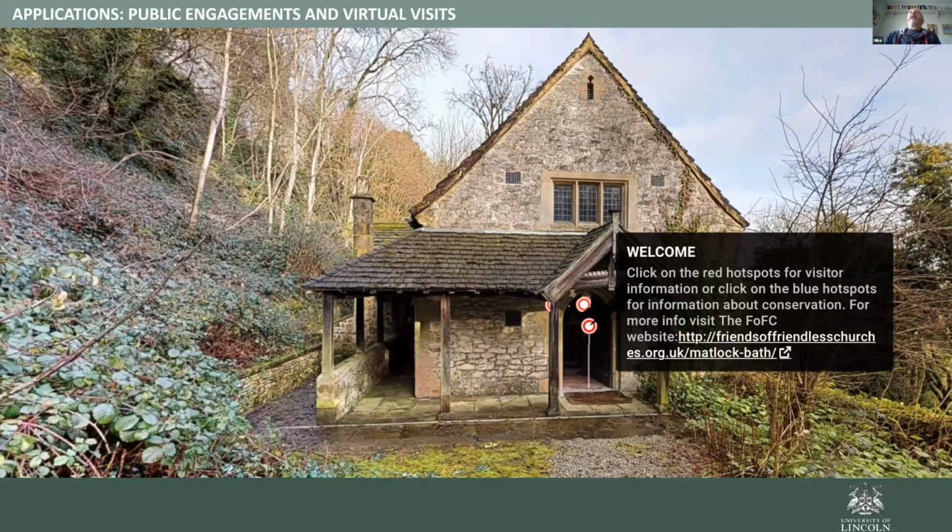Where we've used it for public engagement, typically this is a project we've been working on with the Friends of Friendless Churches. And we've said here from the opening, so people arrive at this point of the doll's house. So you can see it's of photographic quality. And we've just said that the red hotspots are around visitor information, and the blue hotspots are around some conservation work. So that the Friends of Friendless Churches can either switch the blue hotspots off if they really want to keep it for their visitors, or vice versa. So again, we've been using it for public engagement and these virtual events.